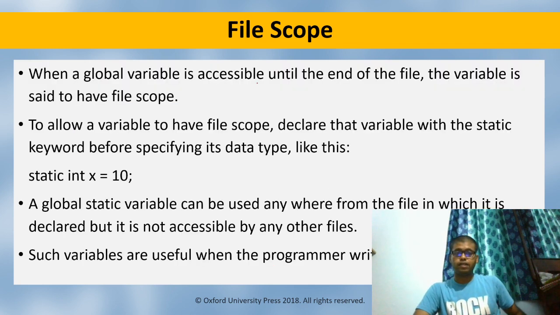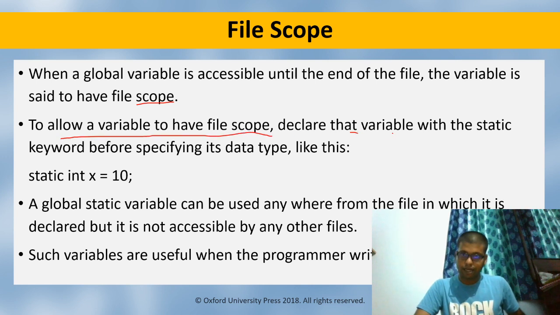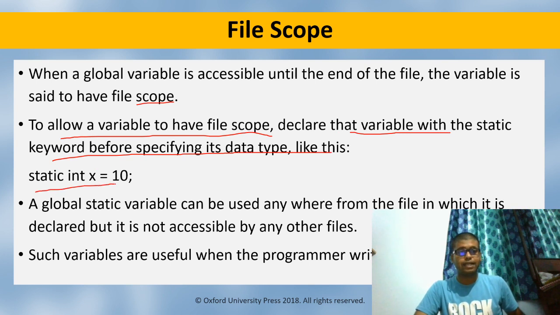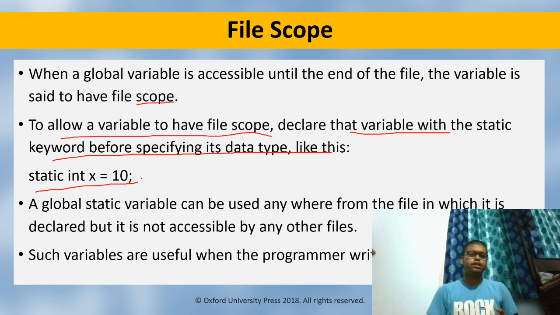When a global variable is accessible until the end of the file, the variable is said to have file scope. To allow a variable to have file scope, declare that variable with the static keyword before specifying the data type, like static int x equals 0. A global static variable can be used anywhere in the file in which it is declared, but it is not accessible by other files. Such variables are useful when a programmer writes their own header file. So whenever you write a header file, there we have a file scope option.